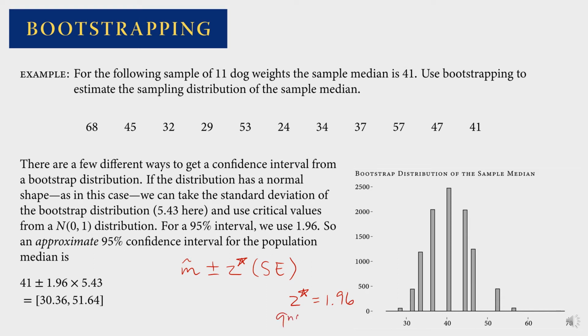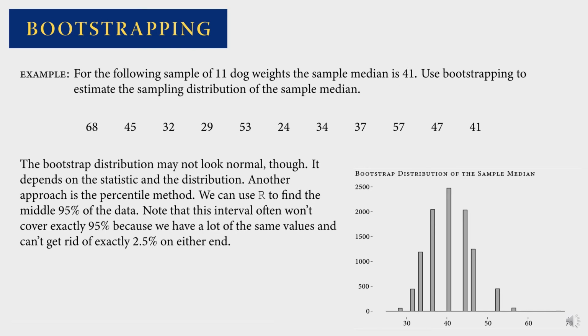That's qnorm(0.975). We can get the standard error by taking the standard deviation of the bootstrap values. And the sample statistic is the original sample median, which was 41. The 95% confidence interval from the normal approximation is 30.36, 51.64.